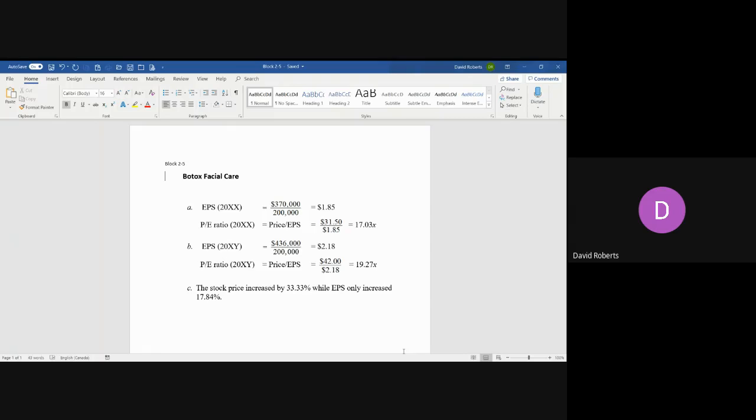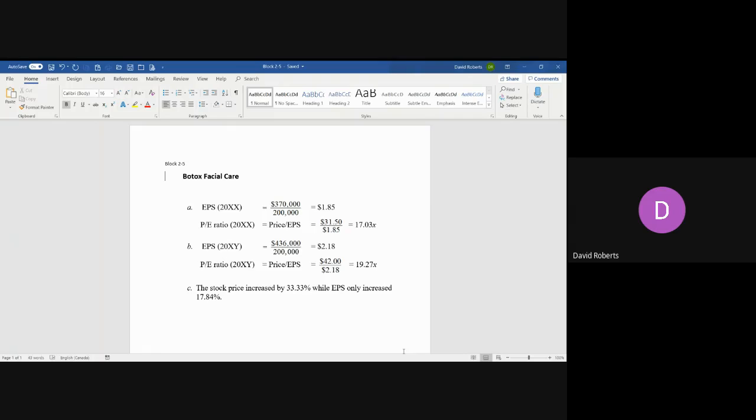In 20XY, we can see that the earnings have gone up. We would expect the share price to go up. That is correct. The share price did go up to $42. And it's affected by two things: the fact that their earnings went up, but also, as you can see, the PE ratio went up. So when you divide the $42 of price, the current market price, by the earnings per share of $2.18, you can see that in 20XX it was $17.03 for every dollar of earnings, and it's gone up to 19.27.